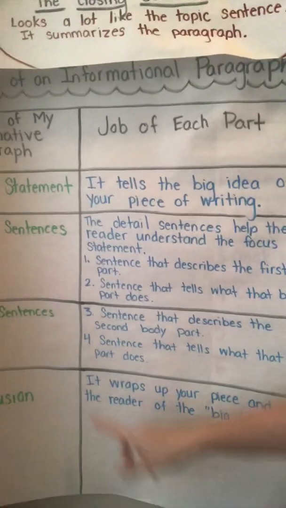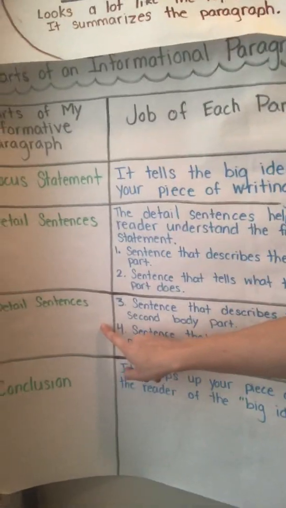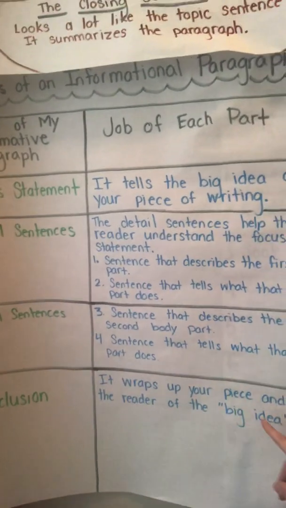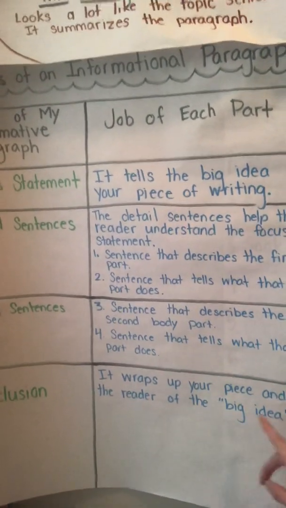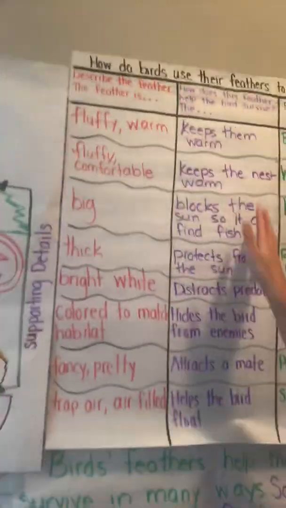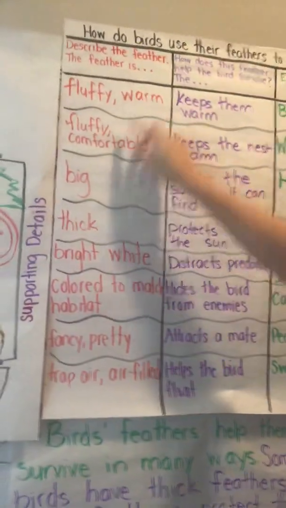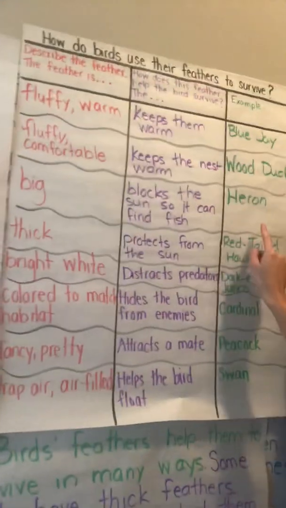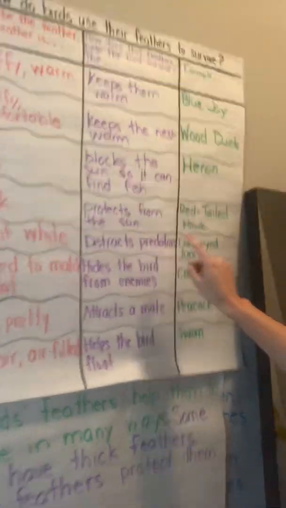Today we're going to focus on our next set of detail sentences. And then we're going to do our conclusion. So again, our conclusion wraps up your piece and reminds the reader of the big idea. And when we were writing our paragraph, we were using information that we took our notes on from the story. So we created a chart a couple days ago with our information about describing the feather and how it helps the bird survive, and then the type of bird it has. Yesterday I want to read what we did for our work, and then we're going to finish it off.